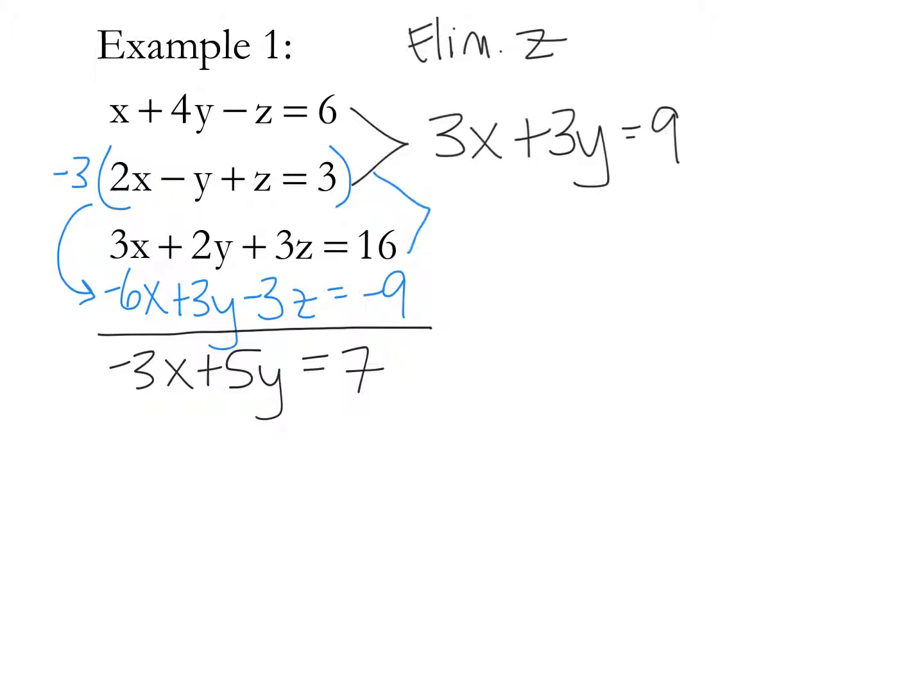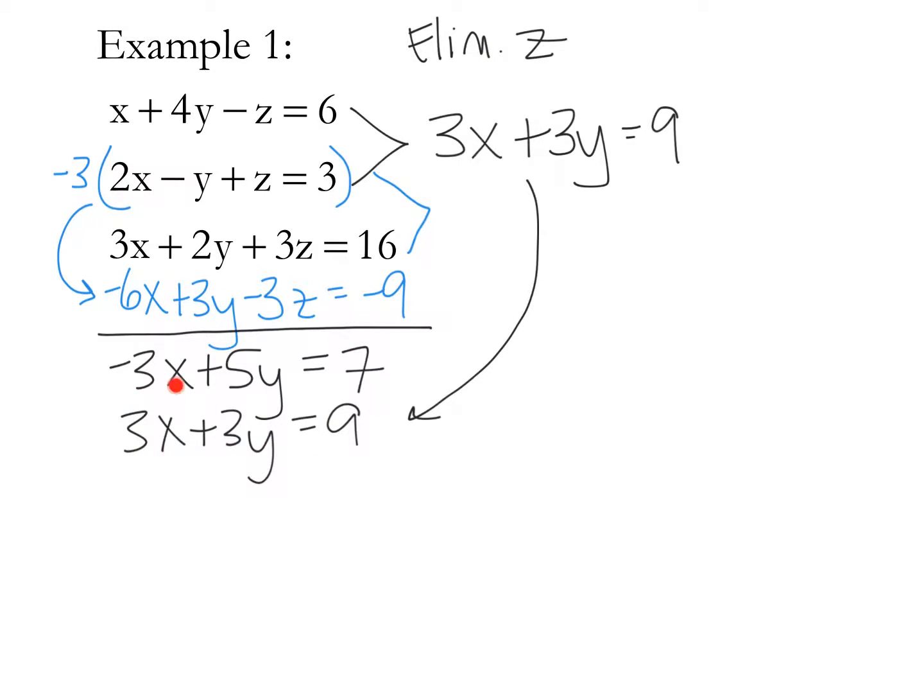Okay, so these are my 2 different equations. This one has an x and a y in it, and this one has an x and a y in it. What I'm going to do is bring this down here to keep everything lined up. 3x plus 3y equals 9. And at this point, you guys, we have eliminated z from 2 different pairs of equations. You should know what to do at this point.